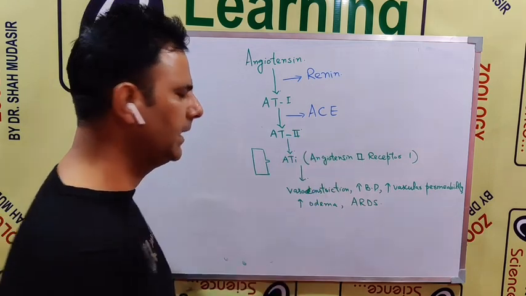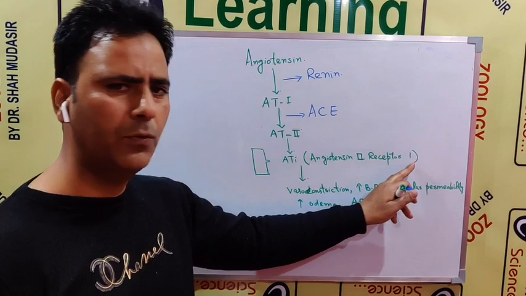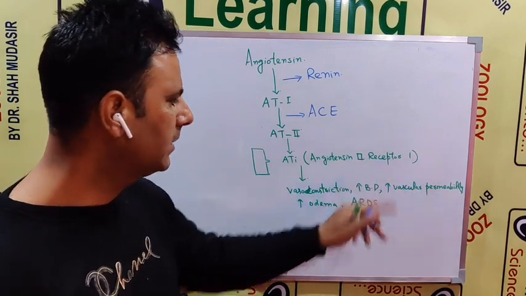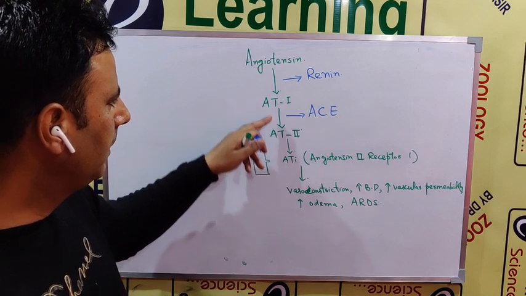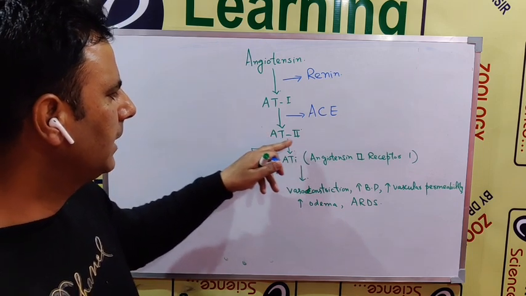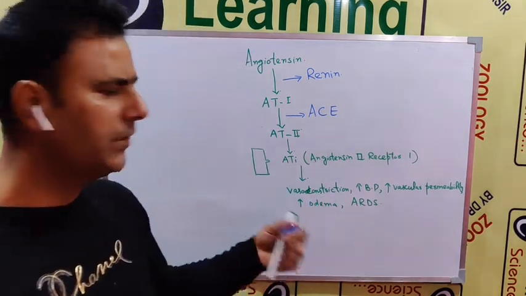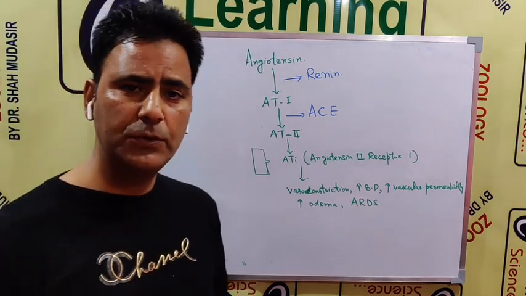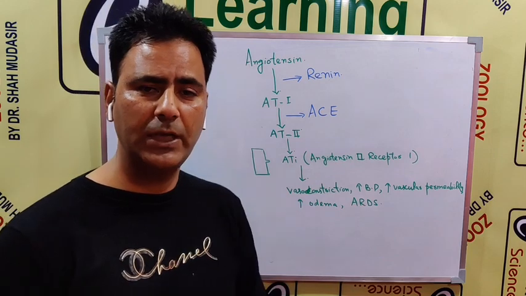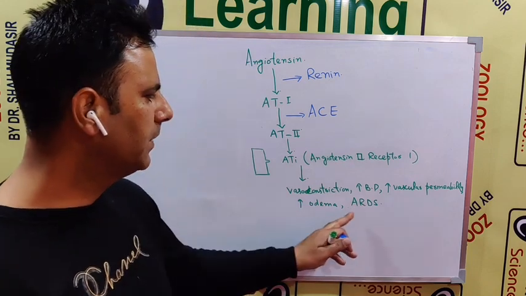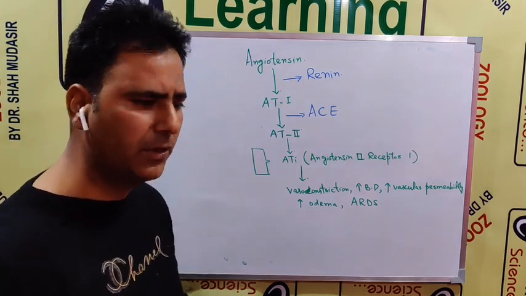This angiotensin 2 has a receptor which we call angiotensin 2 receptor 1, and this receptor will be acted upon by angiotensin 2, and it will lead to vasoconstriction and an increase in blood pressure, and increased vascular permeability, which will lead to edema, and it may also lead to ARDS, acute respiratory distress syndrome. Now we have to see, is this notion correct or not?